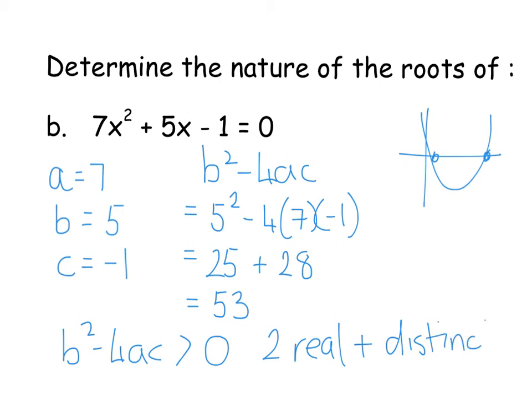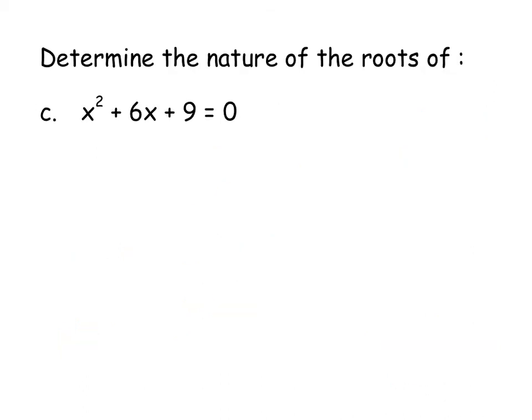You have to make sure you have the words real and distinct in there, or you won't get the full marks, I'm afraid, in the exam or in a test. So it's got 2 real and distinct roots. One last example. Let's go to the side again. So A in this case, there's no number there, so that's really a number 1. B is 6 and C is 9.